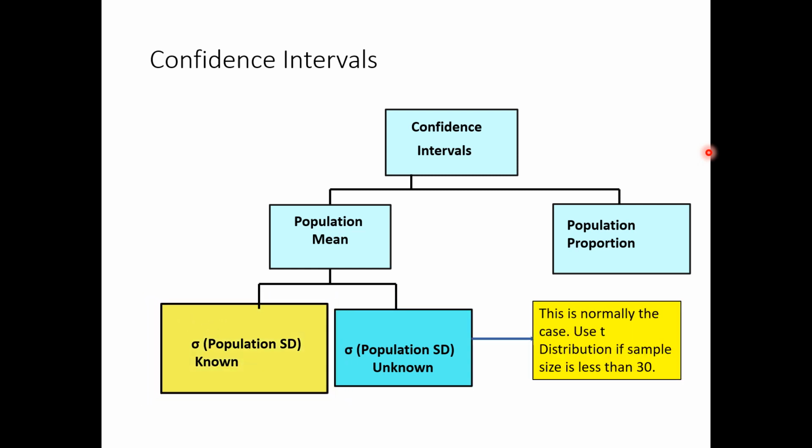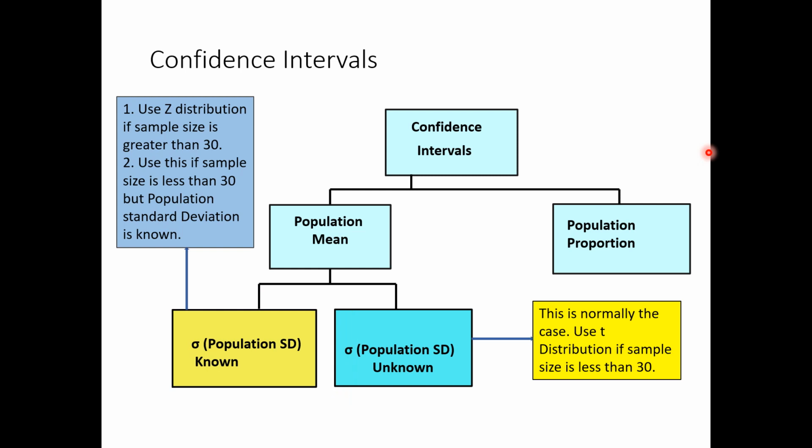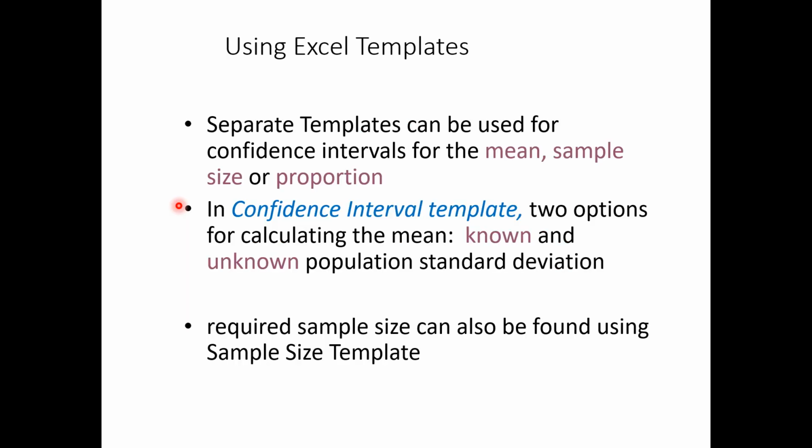Always use the t distribution if the sample size is less than 30 and we don't know the population standard deviation. And we use a Z distribution if the sample size is greater than 30. We also use the Z distribution if the sample size is less than 30, but we know the population standard deviation.